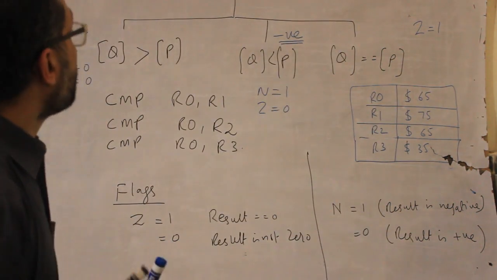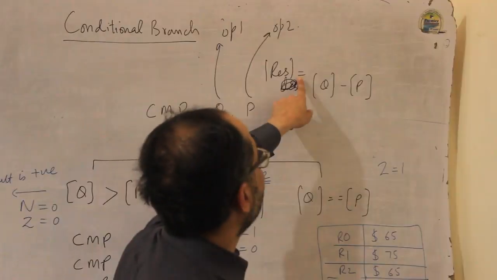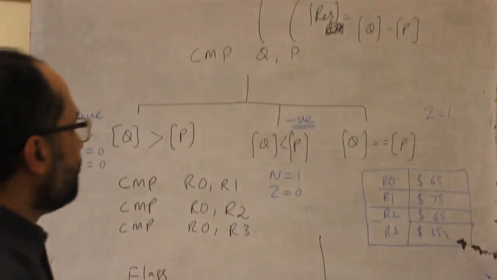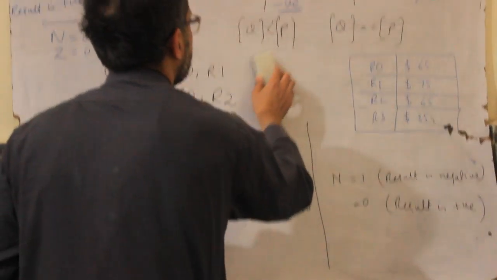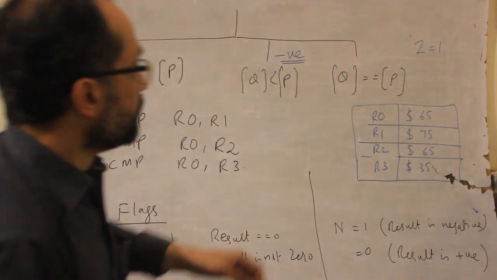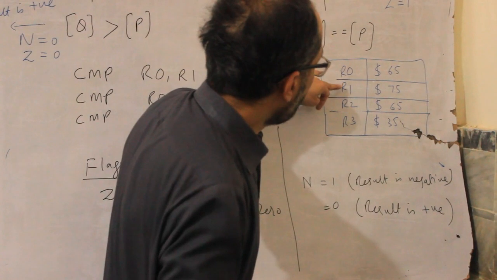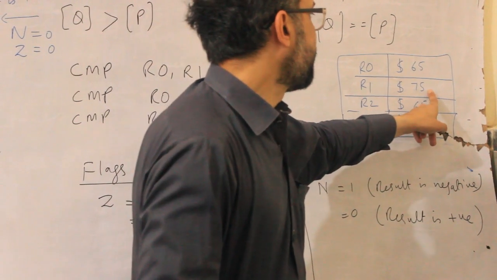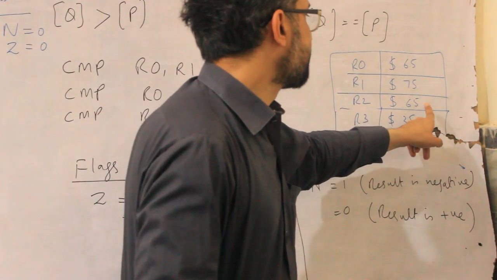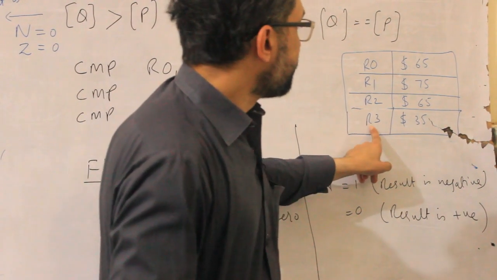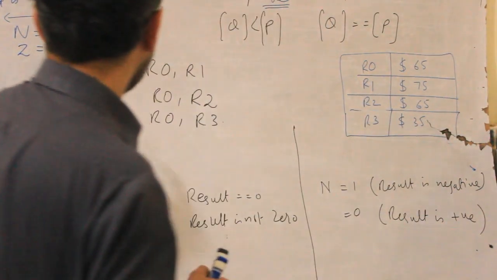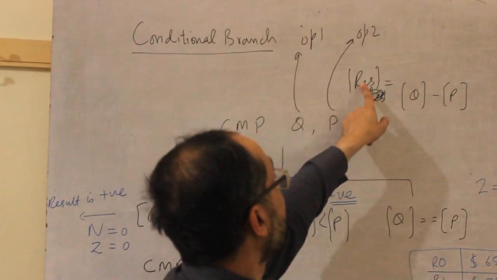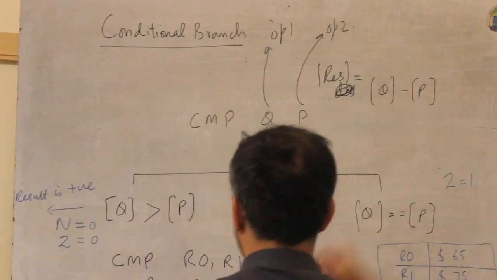When we are comparing Q and P, it will compute the result as Q minus P. I will illustrate this with an example. There are three different scenarios. Let's assume that the values stored in registers R0, R1, R2 and R3 are 65 in hexadecimal, 75 in hexadecimal, 65 in hexadecimal, and 35 in hexadecimal. If we execute this instruction, it will compute the result. So what is the result? Q minus P.